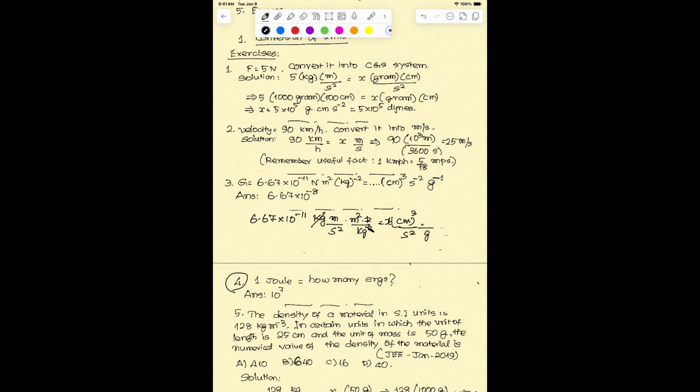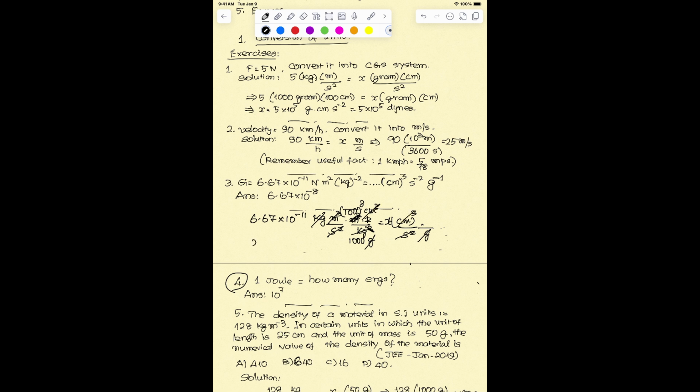As usual, we will just convert this kg into 1000 grams. Therefore, grams gets cancelled out from both sides. The second square obviously gets cancelled out. Then meter cube is what is now left over because of meter plus meter squared. And this we are going to convert into 100 cube, centimeter cube. The centimeter cube also gets cancelled out.